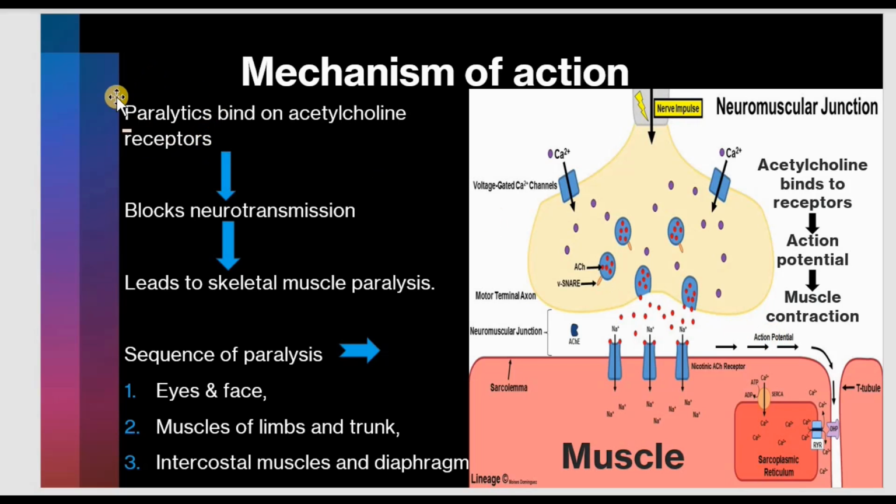But what happens when you give IV paralytics? The IV paralytics bind to the receptors, so acetylcholine, the neurotransmitter, cannot bind, and it blocks the neurotransmission. When neurotransmission is blocked, that leads to skeletal muscle paralysis. Now the sequence of paralysis. When an IV paralytic is given, it initially paralyzes smaller muscles, for example the eyes and face, then the larger muscles of the limbs and trunk, and finally the respiratory muscles, the intercostal muscles and the diaphragm. And when a patient recovers from IV paralytics, it goes in the reverse order.